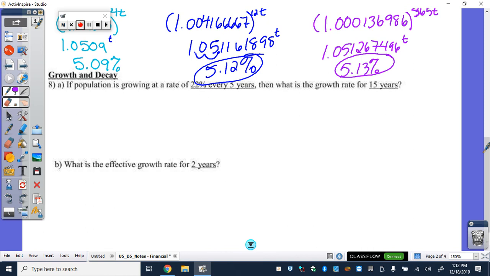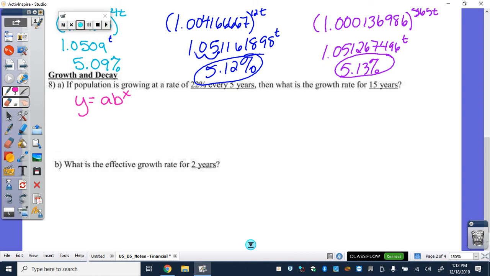All right, let's go down to number 8. So we're going to switch it up. We're not going to be talking about finance anymore. We're switching back to population. So since we're switching back to population, that means we're switching back to our equation that we learned last time or reviewed last time, a times b to the x.